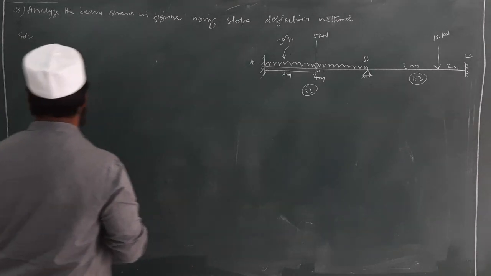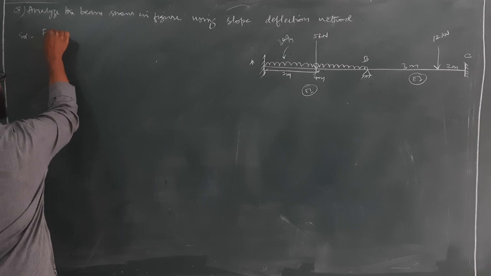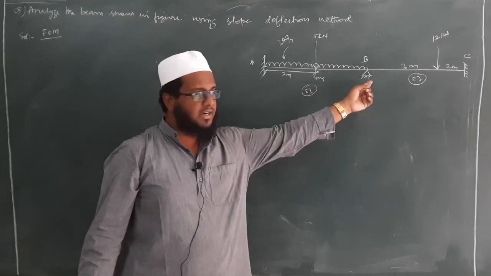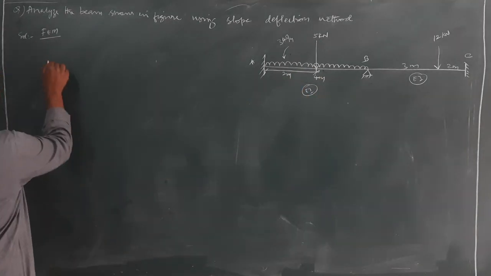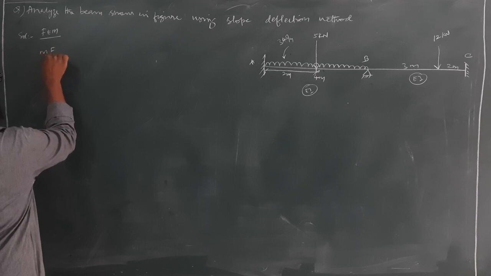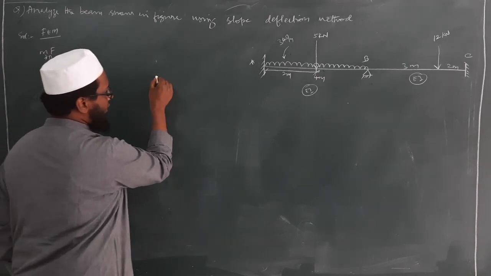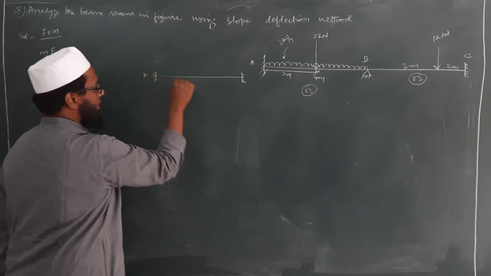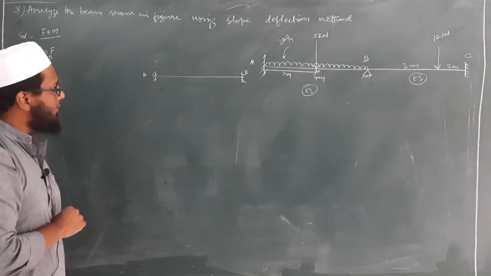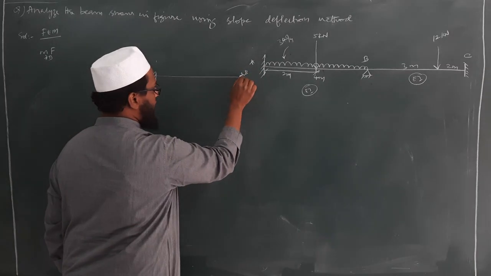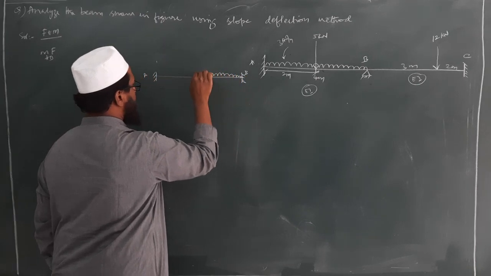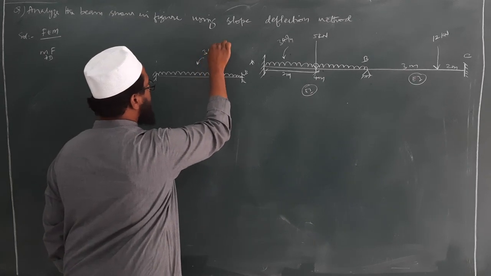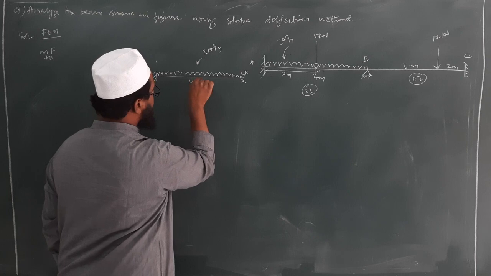Before solving, the very first step which we do is we calculate fixed end moments, isn't it? So how do we calculate fixed end moments? We will fix each span, isn't it? We will fix at A and we will fix at B also. So for MFAB, in the first case I will take this span AB and apply the UDL. The intensity of the UDL is 3 kilonewton per meter, and the span of this beam is 4 meter.